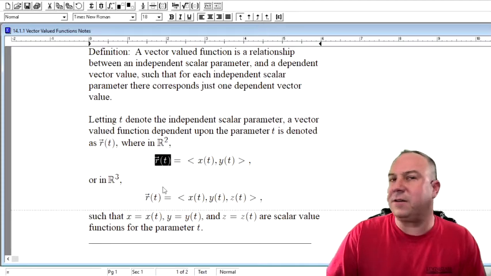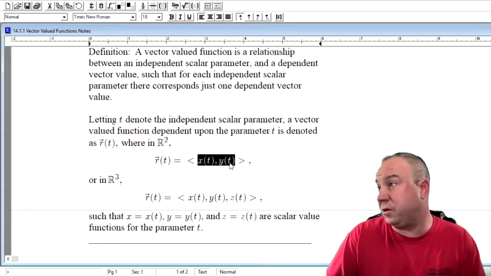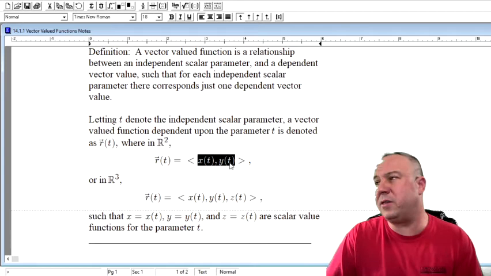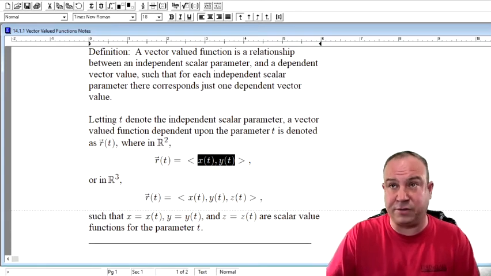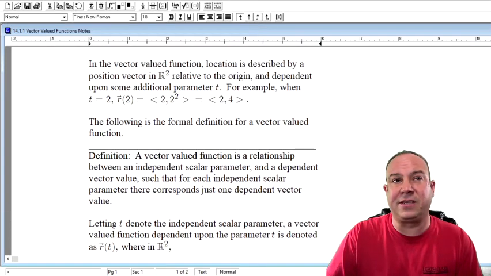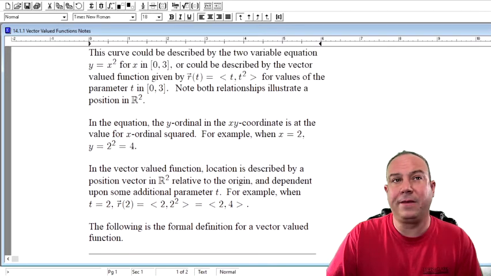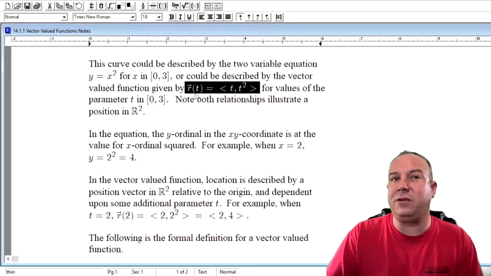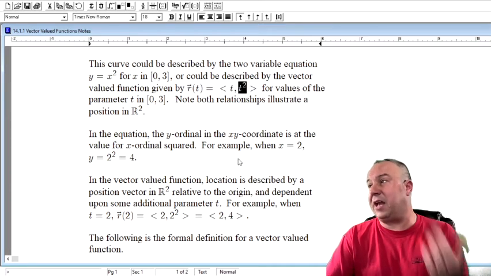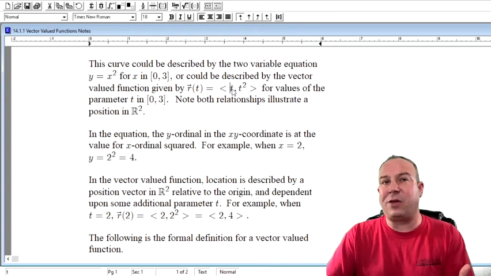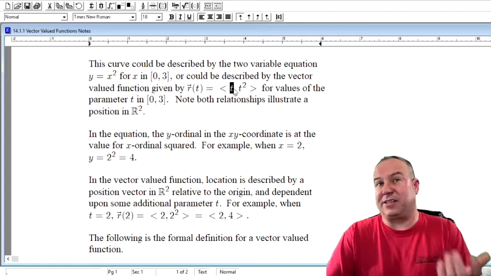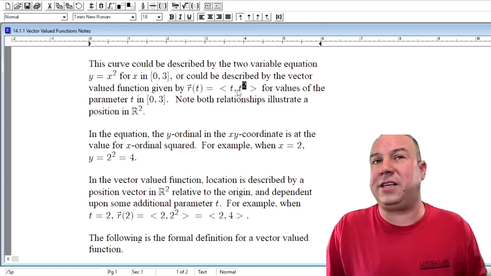This vector valued function of parameter t is nothing more than a multi-dimensional vector whose components are themselves scalar valued functions of t. We see that up here in this example, right? R bar of t was equal to t comma t squared. t and t squared are just scalar valued functions of t. This is a rather direct relationship between x of t and t. x of t is just equal to t, where here y of t is equal to t squared.